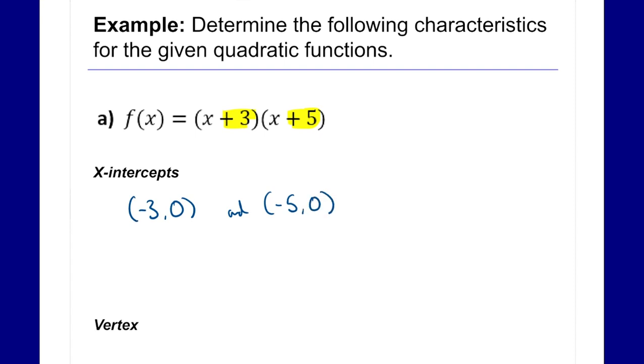Remember the x-intercepts are a point, right? They're a position on our graph where the y value is 0. So that's why we have these points, negative 3, 0, and negative 5, 0. You could just say the x-intercepts are negative 3 and negative 5 and not put them in brackets, to indicate that it's two different values and not one, or you can write them as points.